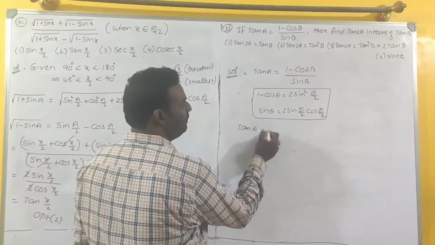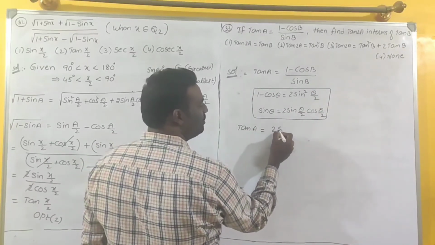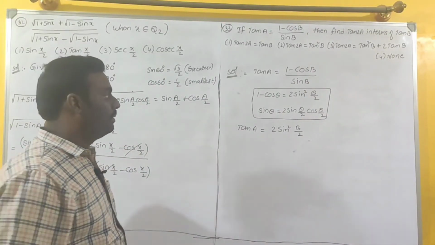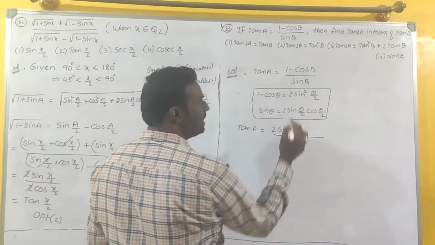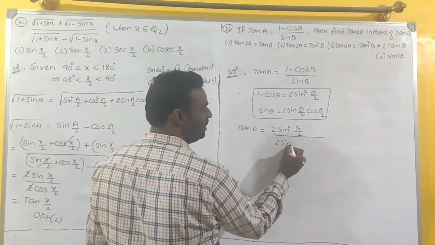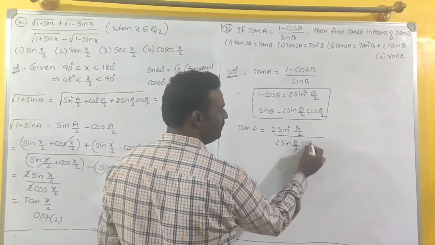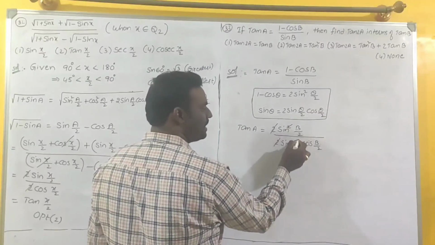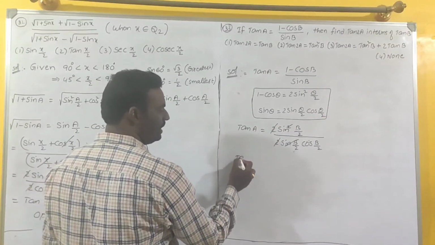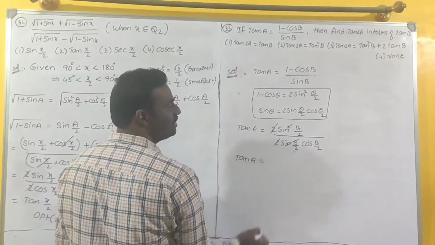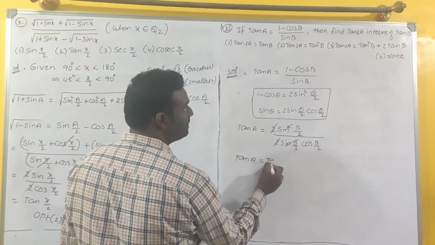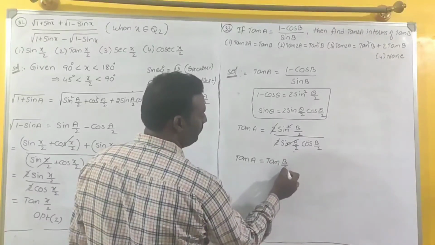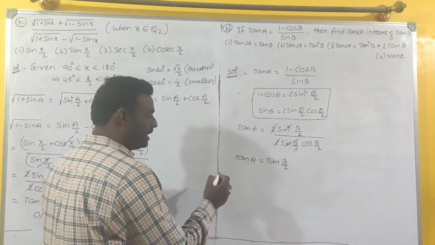is equal to, in place of 1 minus cos theta, what can I write? 2 sin square theta by 2. Here theta is nothing but B. Sin theta can be written as 2 sin theta by 2 cos theta by 2. Now 2 gets cancelled, square and sin gets cancelled. Now what is remaining? Tan A is equal to sin by cos, that is tan B by 2. But we required tan 2A.